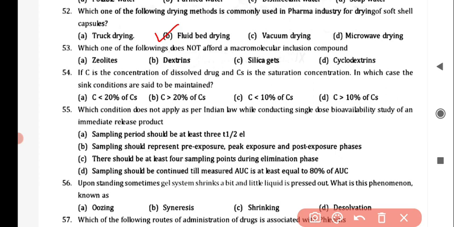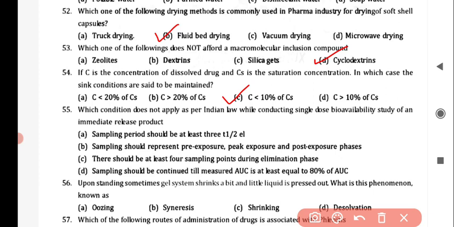Next question is, which one of the following does not afford a macromolecular inclusion compound? And the correct answer is option D, cyclodextrins. Next question is, if C is the concentration of dissolved drug and CS is the saturation concentration, in which case are the sink conditions said to be maintained? So the correct answer for this question is option C. C is less than 10% of CS.